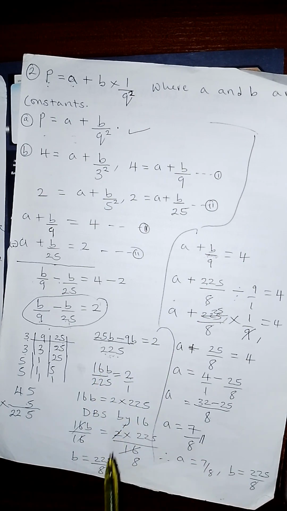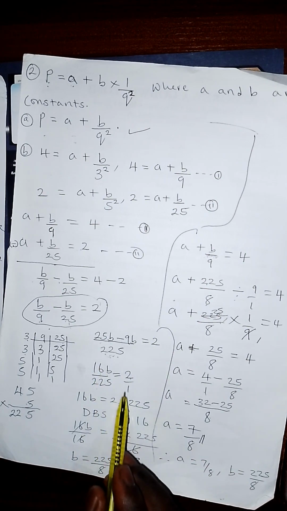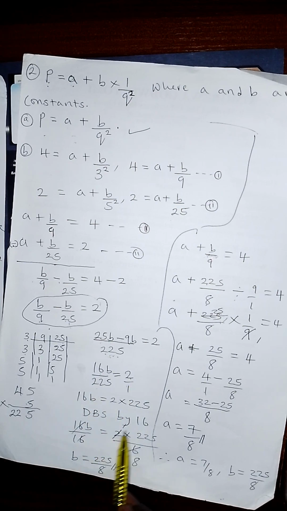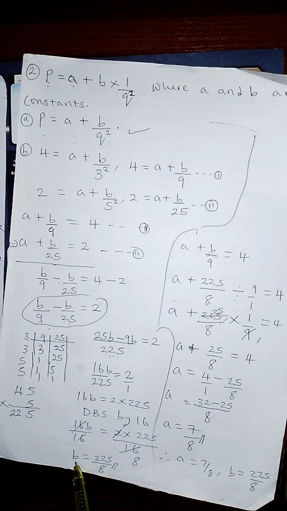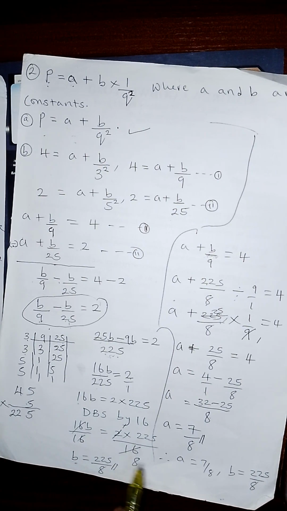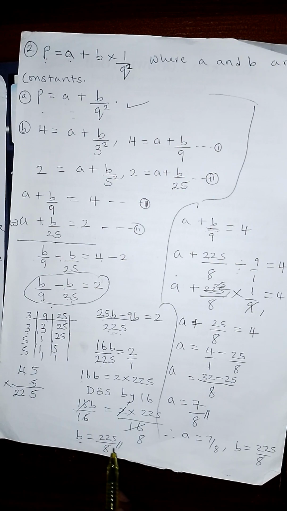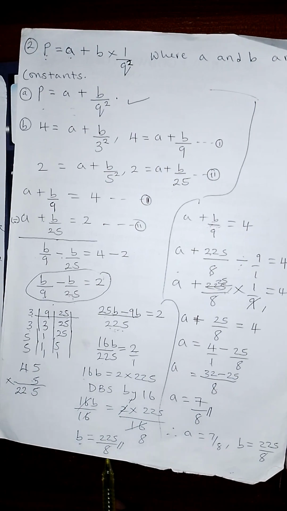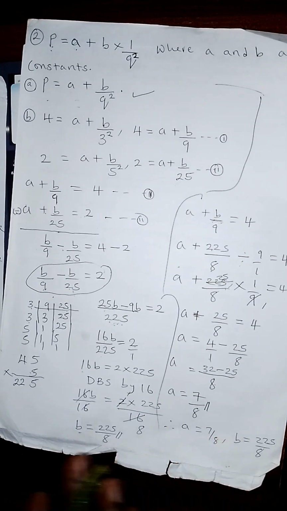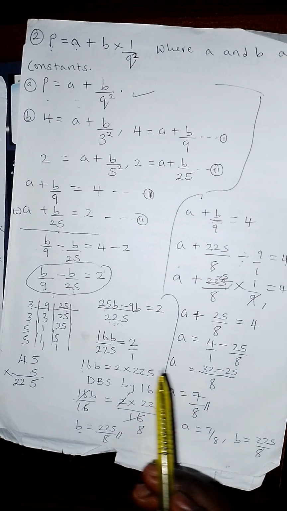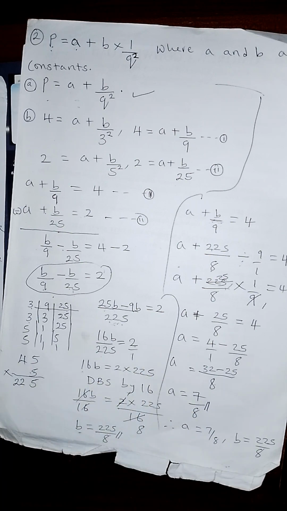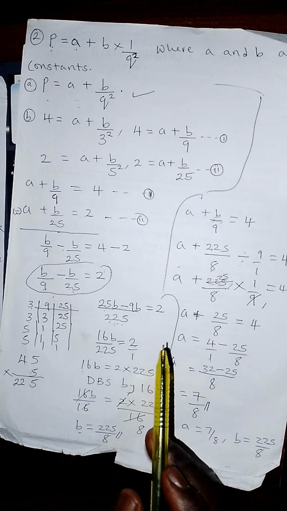And then cross multiply, if you do that carefully, this times this times this, and that will give you this. So divide both sides by 16. Dividing both sides by 16, our B is giving us 225 over 8. What do I do next? I have to find A. Remember, I needed to find the constant so as to really express what I'm asked to express.